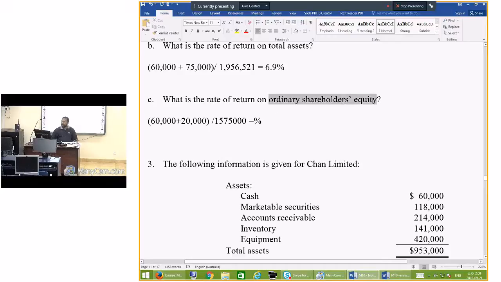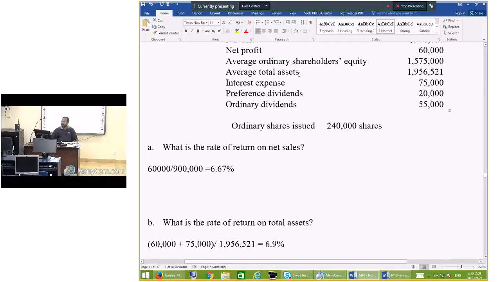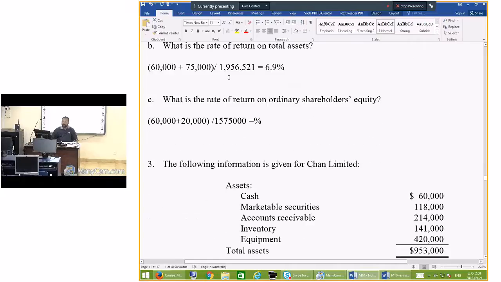Ordinary shareholders equity, how much? Average ordinary shareholders equity is 1,575,000. Add that back, because net profit comes after the preference shares dividend. Therefore, we have to add back, because that profit is available for ordinary shareholders.